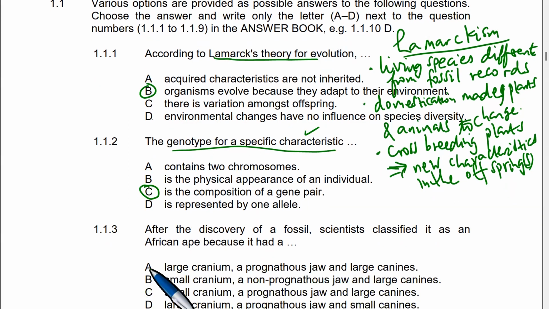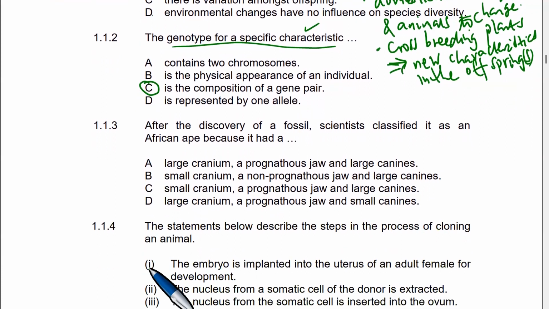Right. So I'm just going to mention this because it's multiple choice, so you just take note of these things, and they can help you when you are in the exam. All right. In 1.1.3, it's important to note a couple of things. After the discovery of a fossil, scientists classified it as an African ape because it had what? Why was the fossil classified as an African ape?